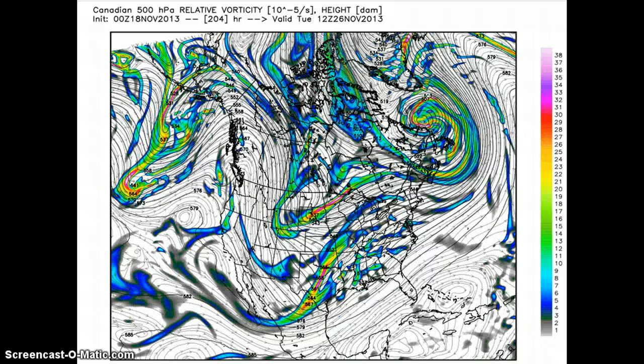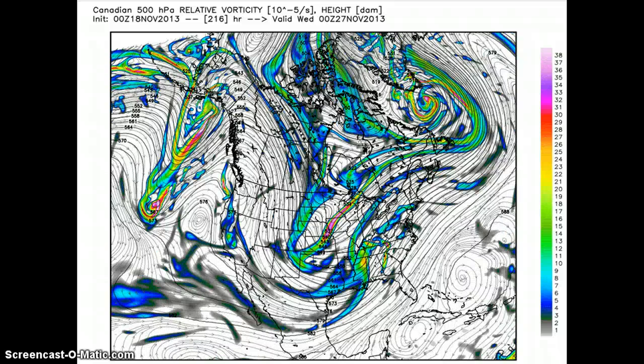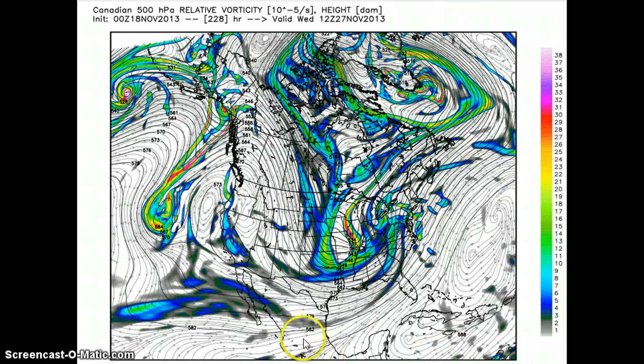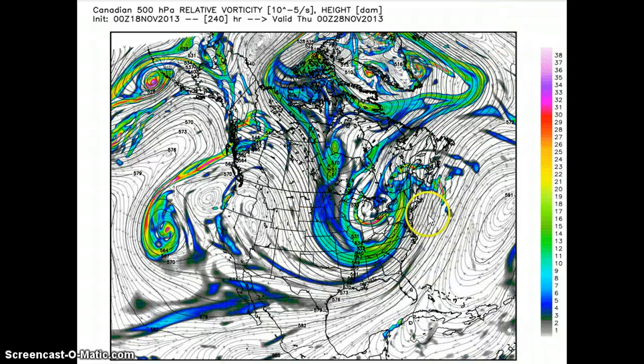Watch what happens there between 204. Here's the southern branch. Here's the northern branch. 216. Here's your northern branch. Here's your southern branch. So we're starting to come together here, and you can see what happens. We get out to 228. Now they're phased. Now the two systems are phased, and we're starting to see the trough turn negative. Go out to 240, and the trough is fully phased and has a bit of a negative, neutral to negative orientation with it.